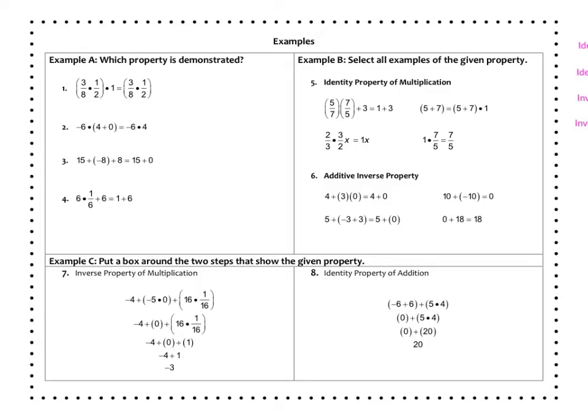So when I multiply by 1 and I end up with the same answer I already started with, I know that's the identity property. And since I multiplied, I know I'm talking about the identity property of multiplication. Now let's take a look at number 2.